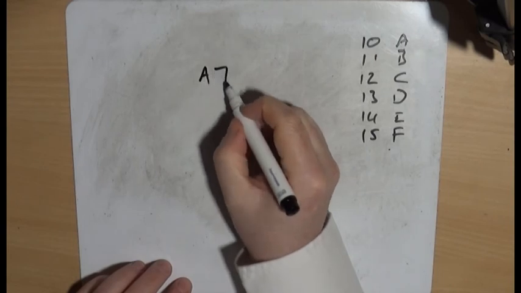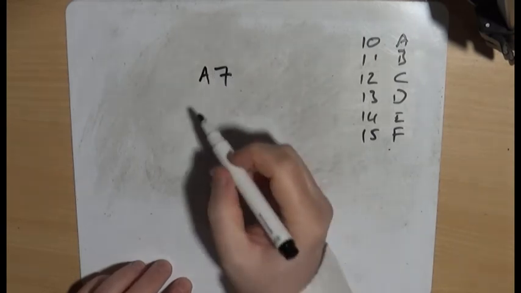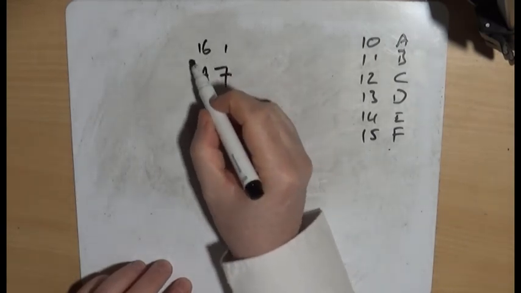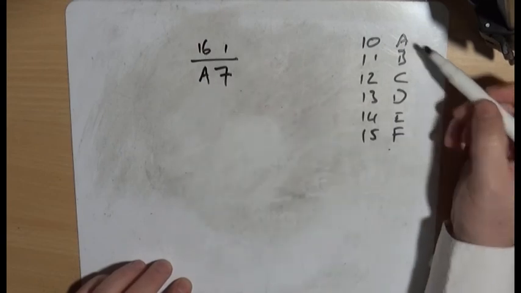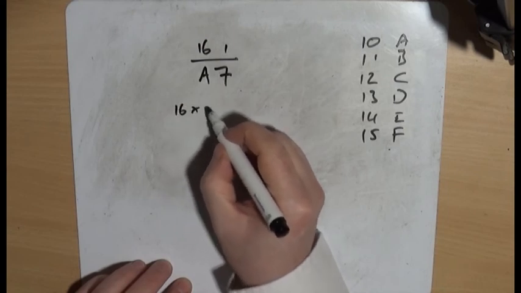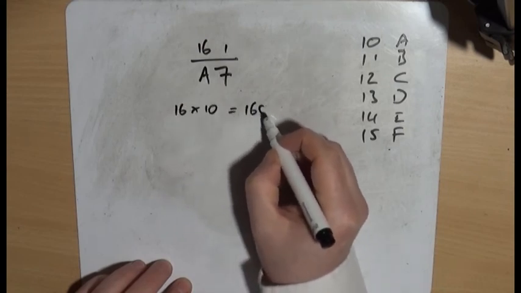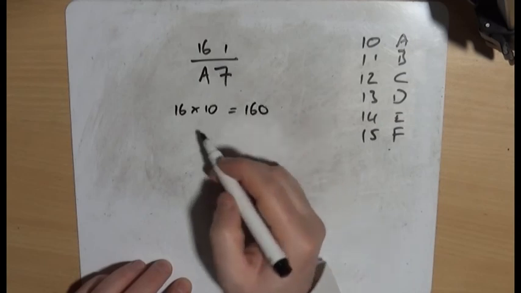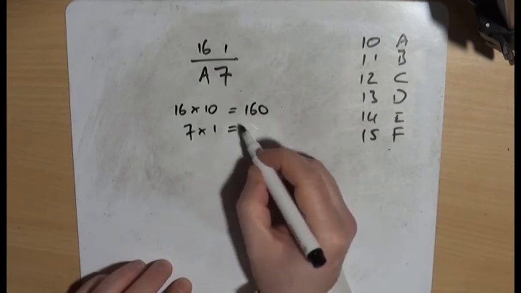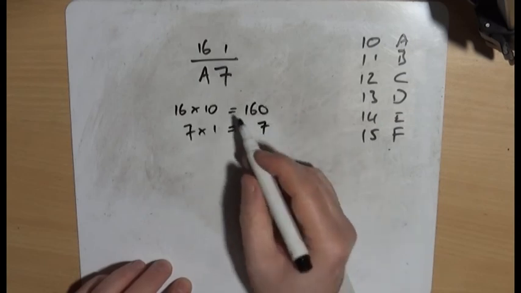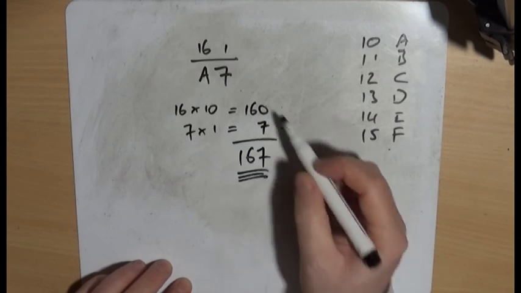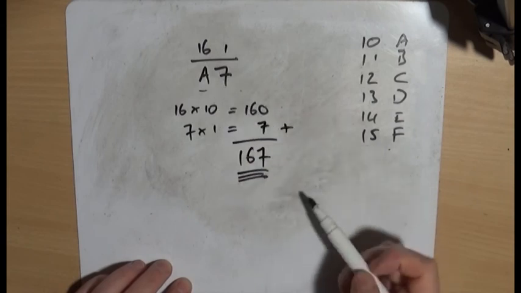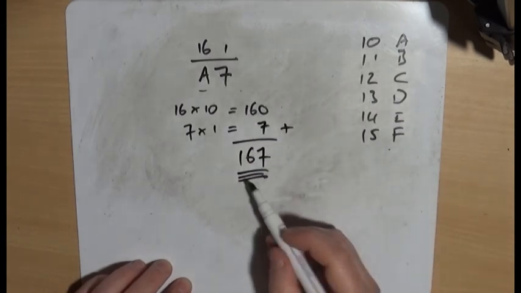So I'll do a harder one this time. If I do A7, how on earth are we going to do that? Well, we write 1 across the top and 16 there. Left hand side we do 16 times A. A is 10. So we've got 16 times 10 is 160. We've got 7 ones. So we don't need to write that one out. We can probably do that one in our heads. Add those up, you get 167. And that hexadecimal code A7 is equal to 167 in denary.